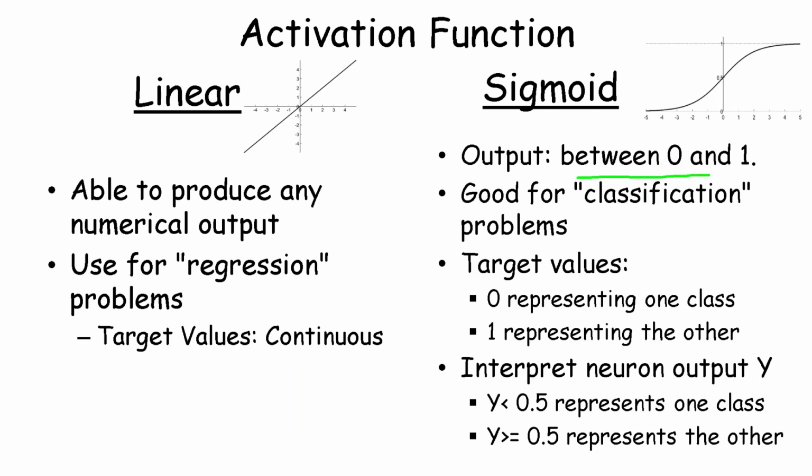Sigmoid neuron will output a real value between 0 and 1. We would then interpret that output using a threshold of 0.5 to determine whether the neuron thinks the sample is in one class or the other.